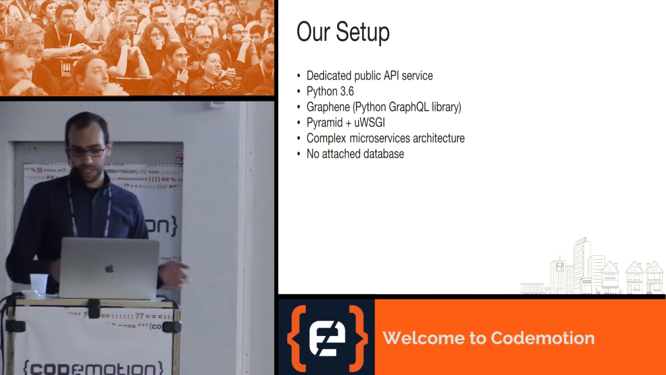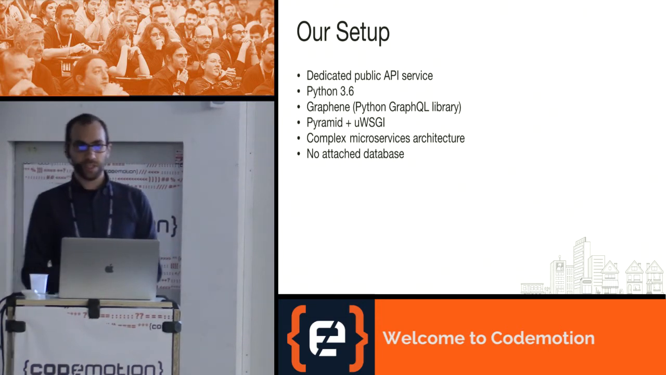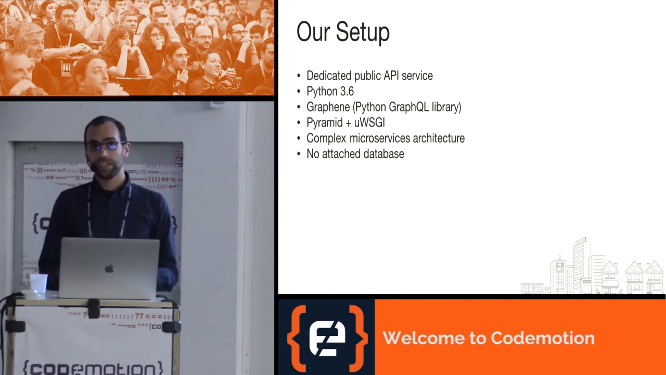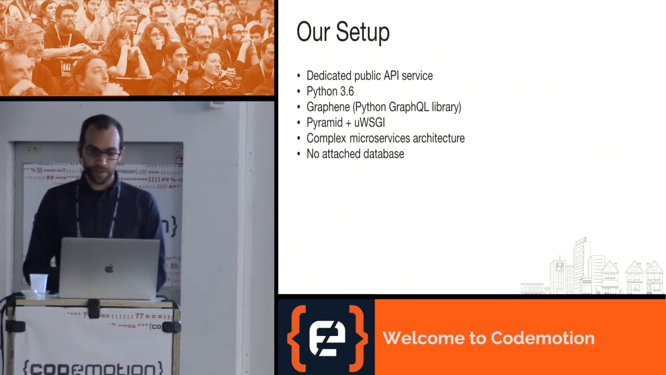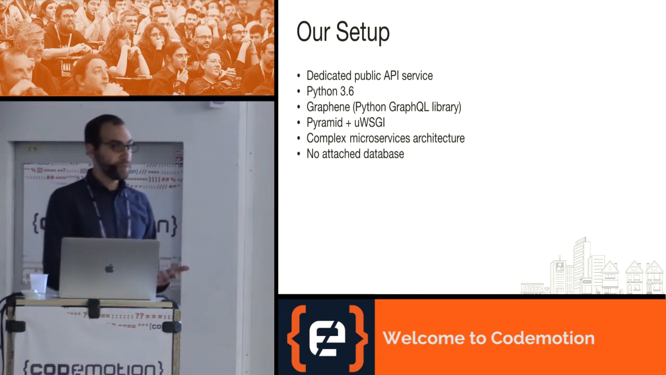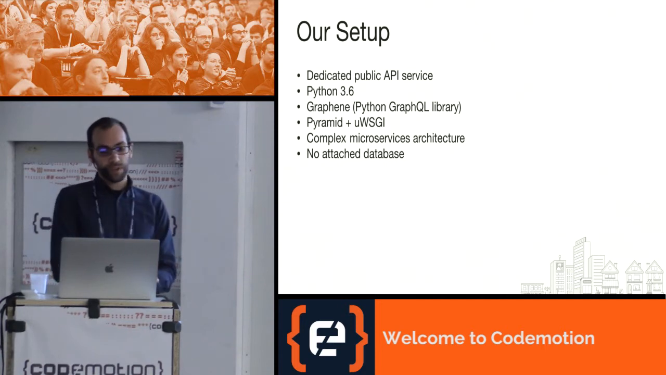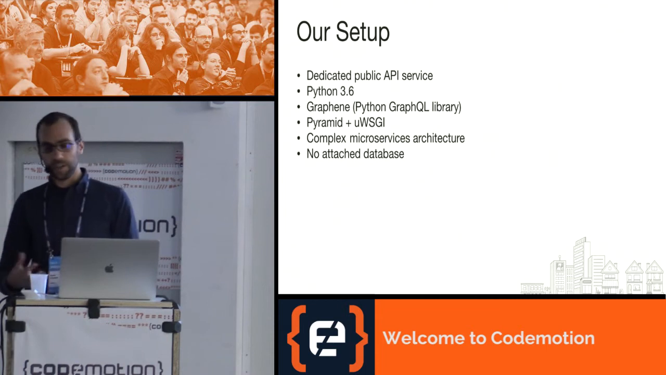It runs Python 3.6, so the latest and greatest. It uses the Graphene library, which is the Python implementation of GraphQL. It's fully to GraphQL spec. We run on Pyramid and uWSGI. Pyramid, if you're not familiar, is Python's version of Sinatra or Express. uWSGI are the web workers that run all the code.